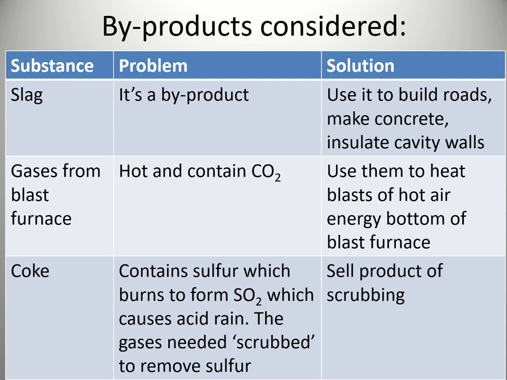The second thing, the problem that we have, are gases coming out of the blast furnace. You get a huge amount of carbon dioxide. You've already looked at the chemical reactions that occur in the blast furnace, and you would have seen that carbon dioxide was the main gas produced in the blast furnace. So that's an issue. But what you can do is take that hot air and use it to heat other things. You can use it to heat the air that goes back into the blast furnace.